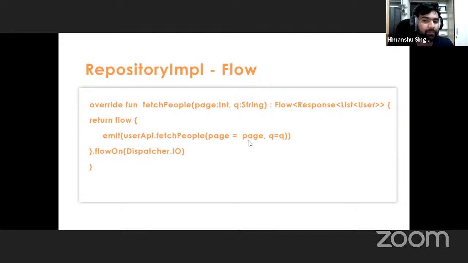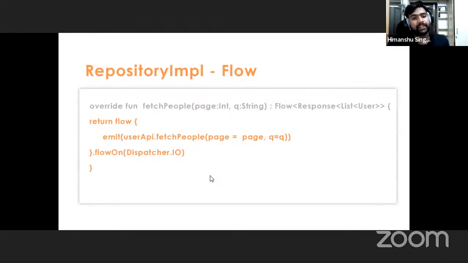In place of page, I'll pass the page which we have in the parameter and the query here. Now, this specific return will return a flow and it will emit a value of user API, right? I'm explaining this in very layman terms, but in generic production code, you don't do it like this, flow of emit something.